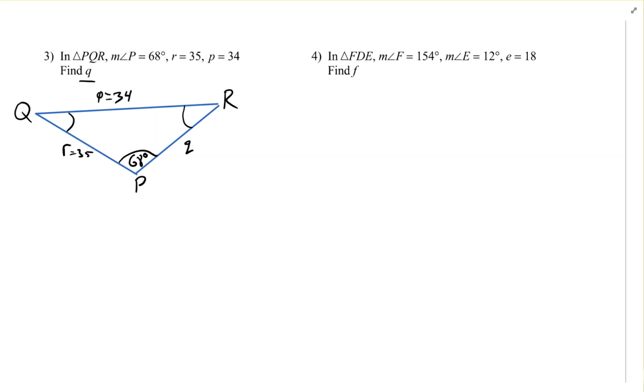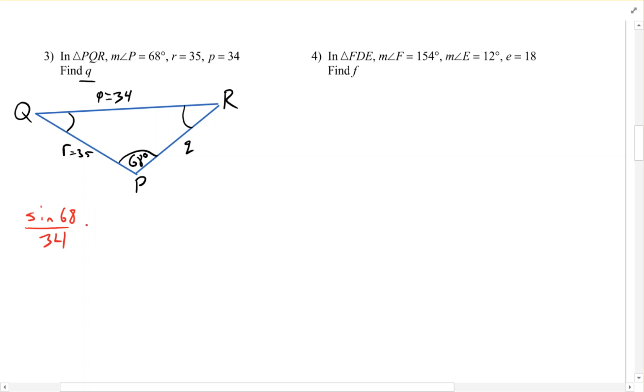But then what we're going to see here is that, well, let's write it out. So we've got sine P over, well, let's even fill it in right now. So I know sine P is sine 68. So I'm going to write sine 68 over, and p was 34.